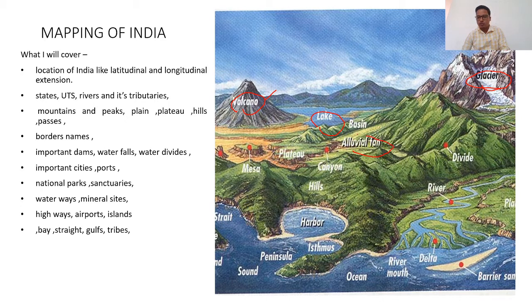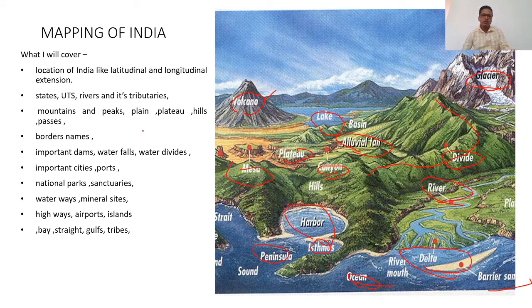Then we will also talk about alluvial fans and what exactly the water divides are. These lines are the water divides. So we will also talk about the water divides. Then we will talk about the different types of rivers found all over India, the tributaries, their origin, and what exactly the problems going on over there. Then we will talk about canyon, plateau, mesa, harbor, isthmus, peninsula, ये सारे थिंग्स है ना, ये ओसोन हो गया, डेल्टास हो गया, बैरियर हो जाए, जैसे कि ये सारे के सारे चीज हम डिस्कस करते हैं मैपिंग में.